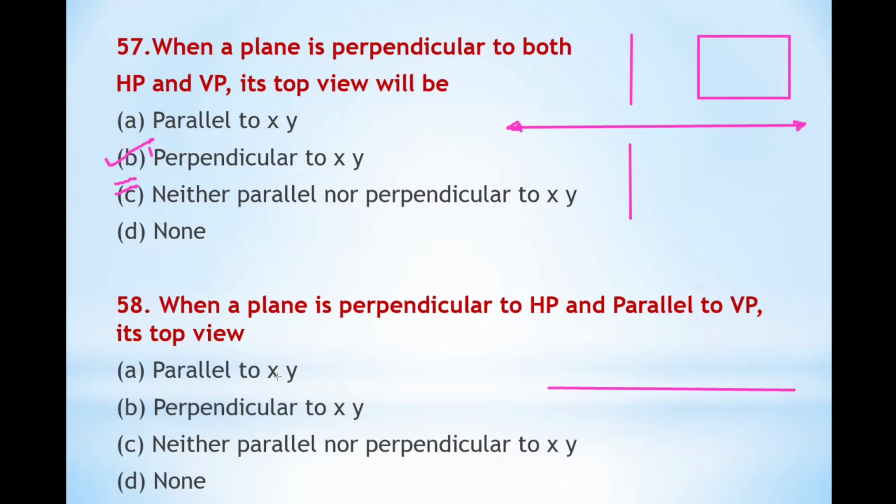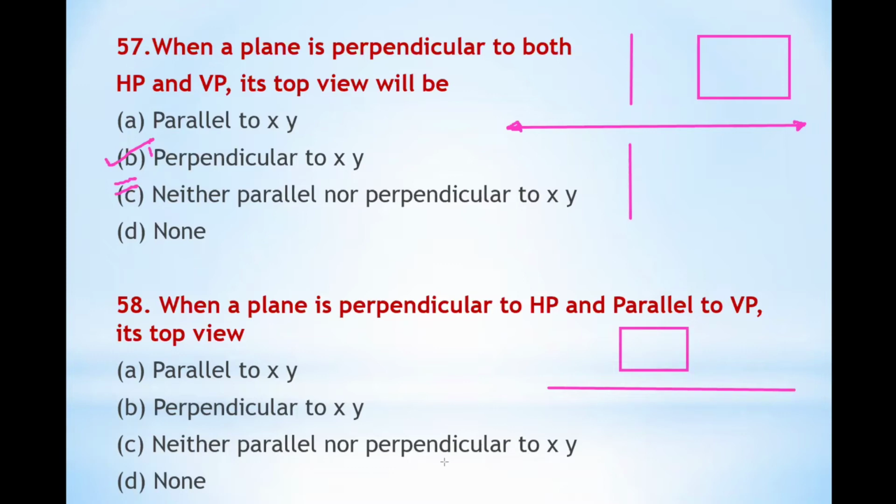Okay, and if any plane is parallel to VP, then its true shape we must get in the front view. Here the plane is parallel to VP, so that's why we will get the true shape in the front view. And if the plane is parallel to HP, then its true shape we must get in the top view. As it is parallel to the VP, its front view will be the true shape of that plane.